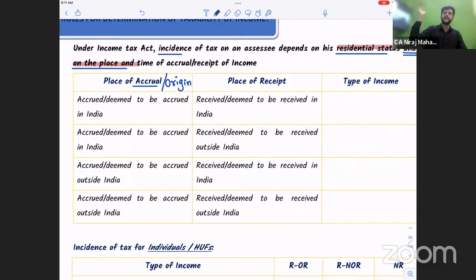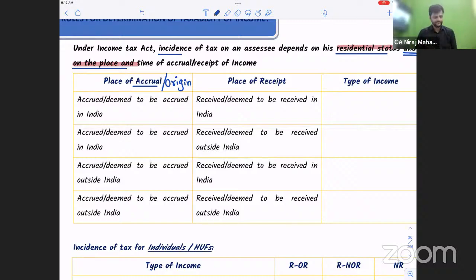And if you repatriated, you understand, that means you sent the money to India, then the place of receipt will be India. Let us say if you earn in the USA and spend in the USA, both are outside India. But if you earn in the USA and send money to your parents in India, origin is outside India, receipt in India. All right, we'll go ahead.